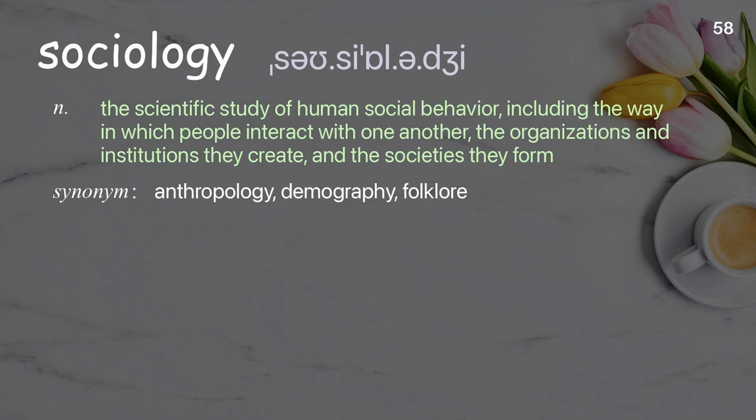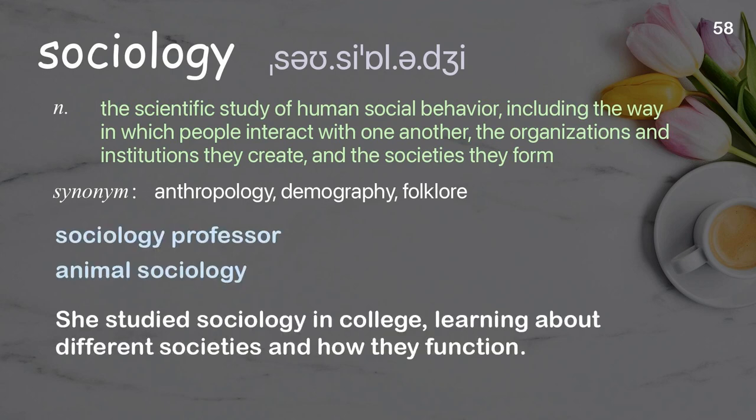Sociology. The scientific study of human social behavior, including the way in which people interact with one another, the organizations and institutions they create, and the societies they form. Examples. Sociology professor. Animal sociology. She studied sociology in college, learning about different societies and how they function.